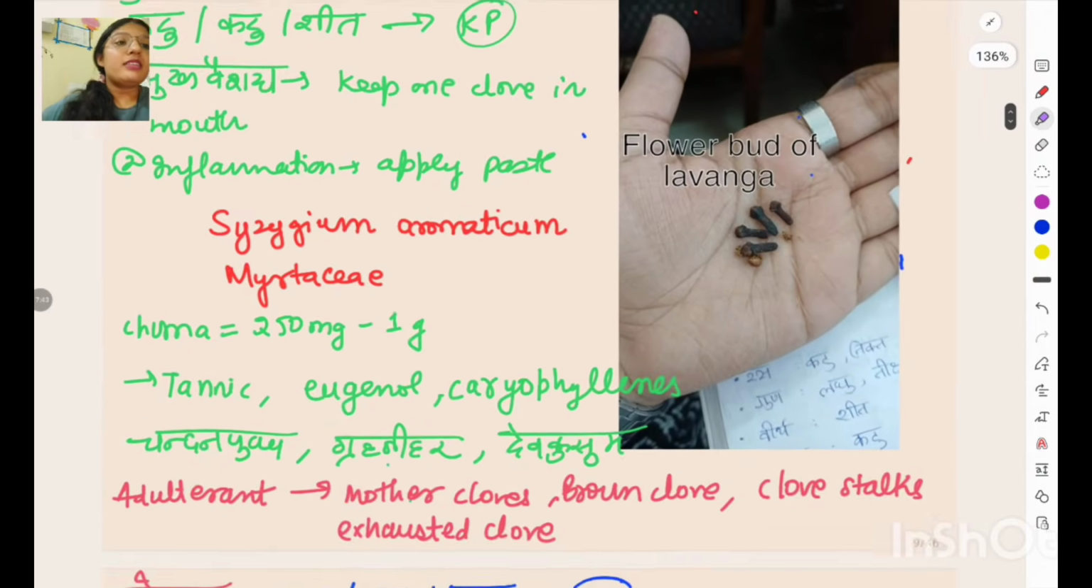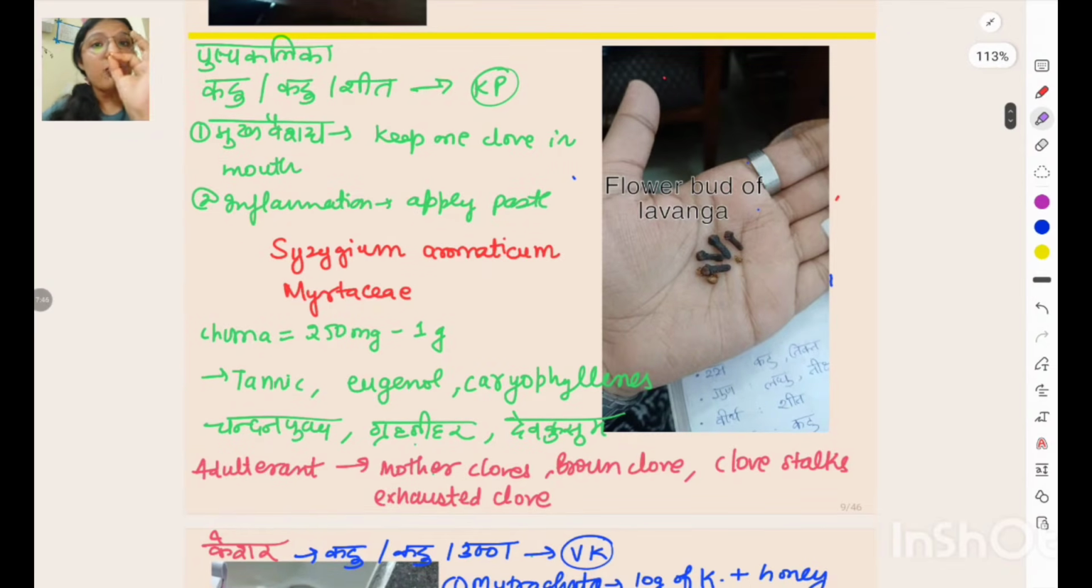Second important is this Lavanga. And Lavanga, you have to remember we are using the Pushpa Kalika as you saw in the images, the flower bud of Lavanga. Katu Rasa, Katu Vipaka, Shita Virya, Kapha Pittahara, and these are some of the Aamayika Prayoga I have written: Mukha Daurgandhya and inflammation. Botanical name is Syzygium aromaticum, Myrtaceae.